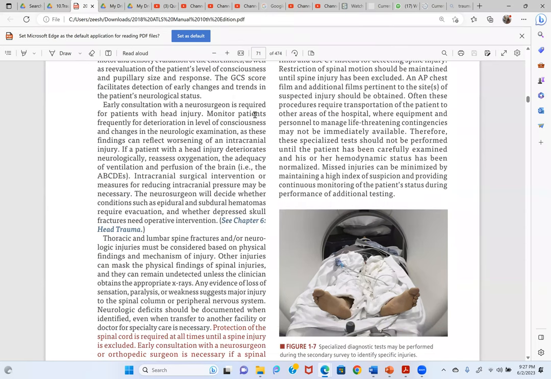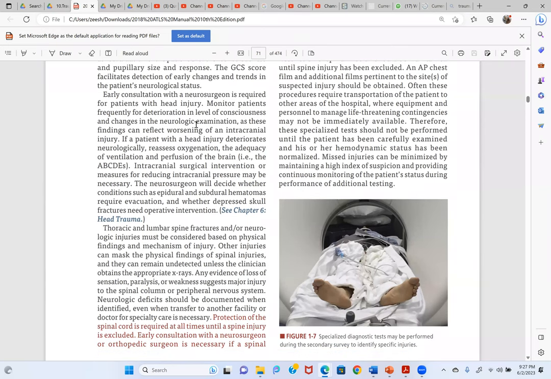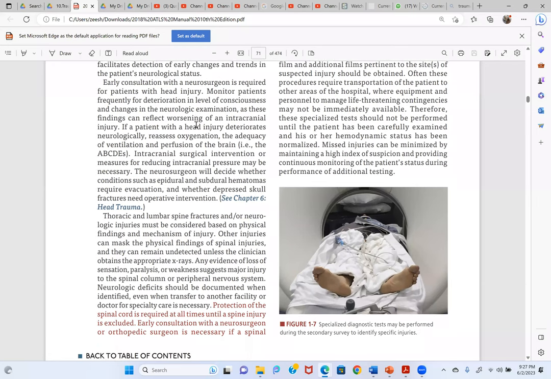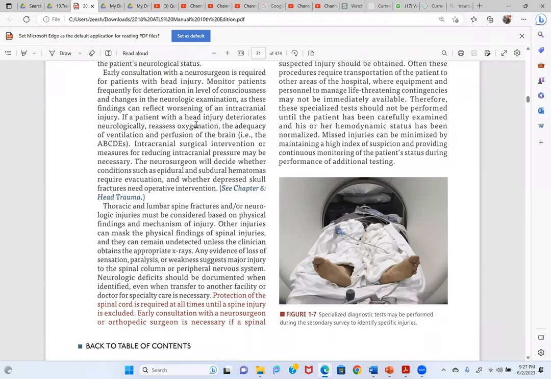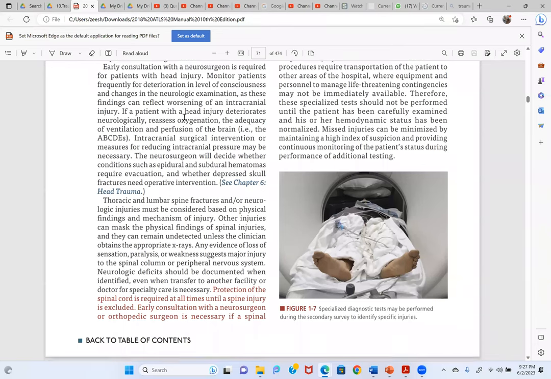Early consultation with the neurosurgeon is required for patients with head injury. Monitor patients frequently for deterioration in the level of consciousness or changes in neurological examination, as these findings can reflect worsening of intracranial injury. You may find some signs related to raised ICP. Initially you did not find them, but now you find some things like that, so it will point towards some neurological problem.